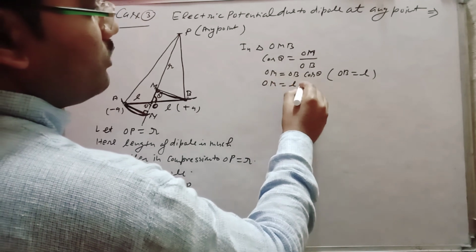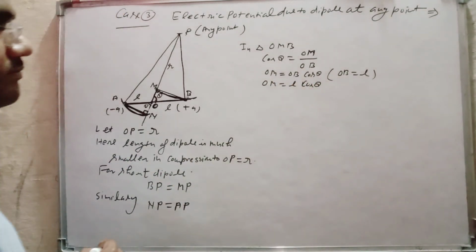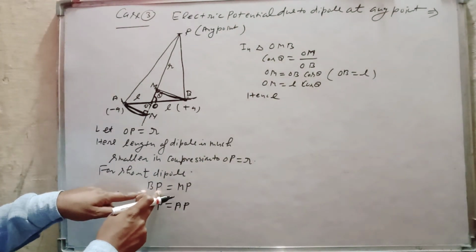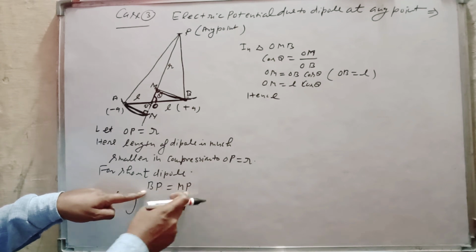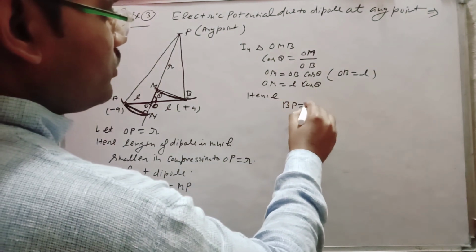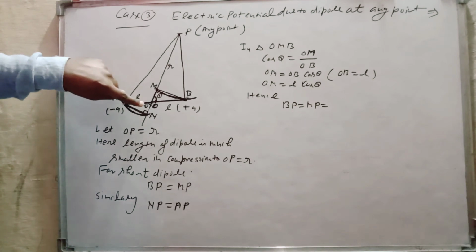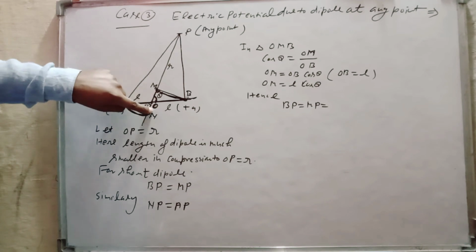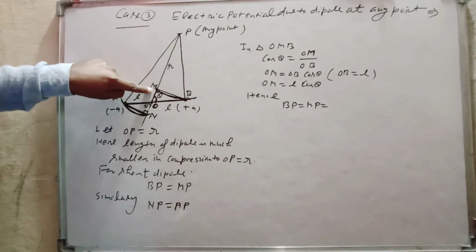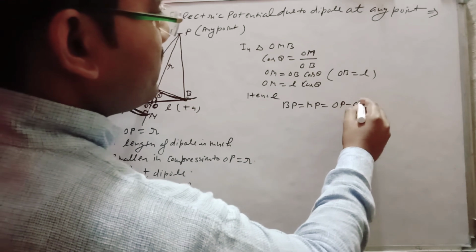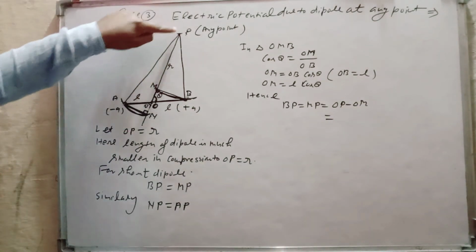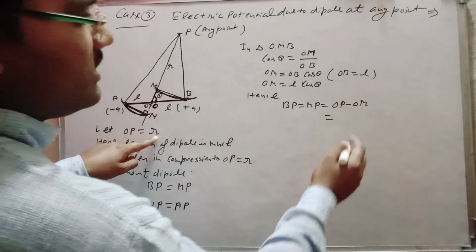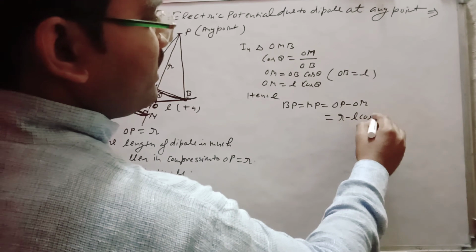Here OM is equal to L cos theta. Hence BP is equal to MP. And what is the value of MP from the figure? MP is equal to OP minus OM. The length of OP is R and the length of OM is L cos theta. That means R minus L cos theta.